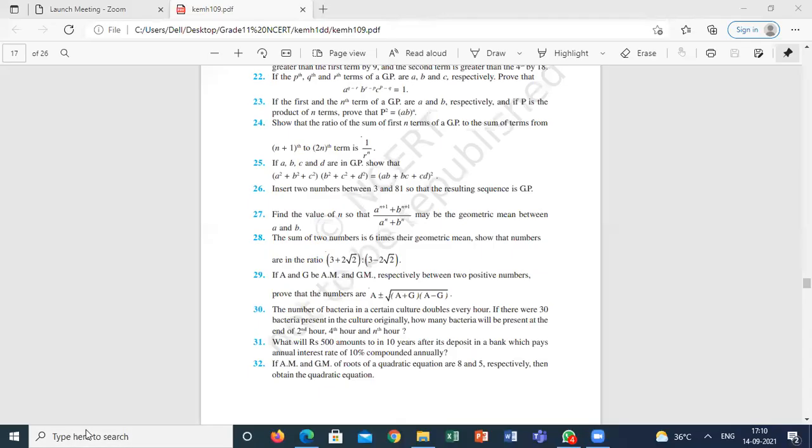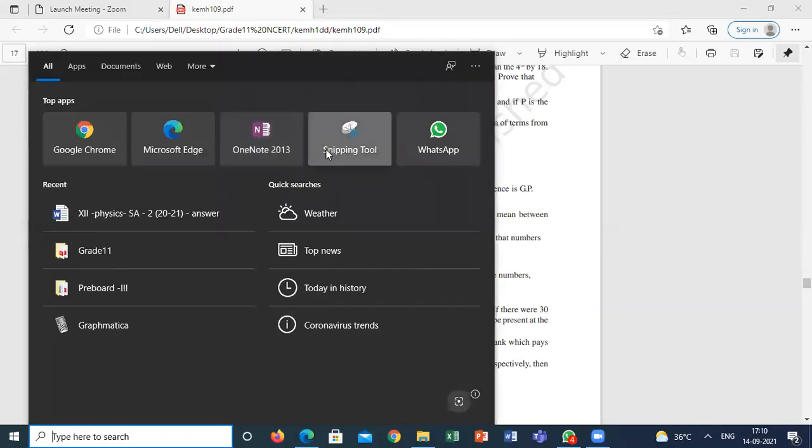Subrajit, Raghav. We done up to question number 24. Am I right? Yes.